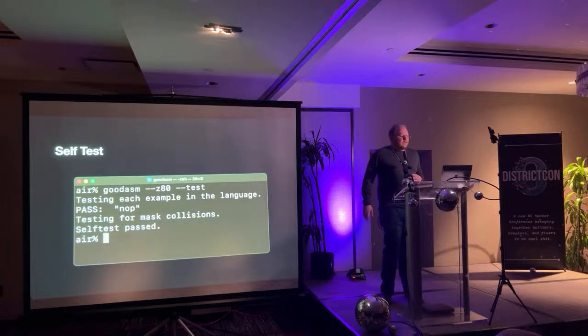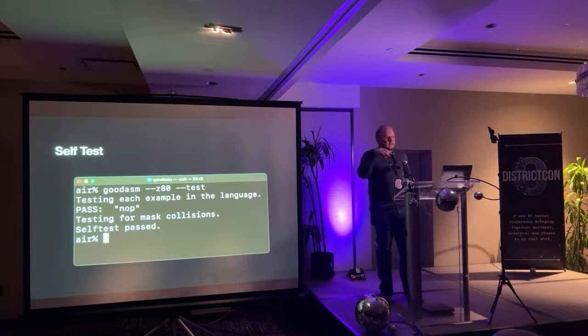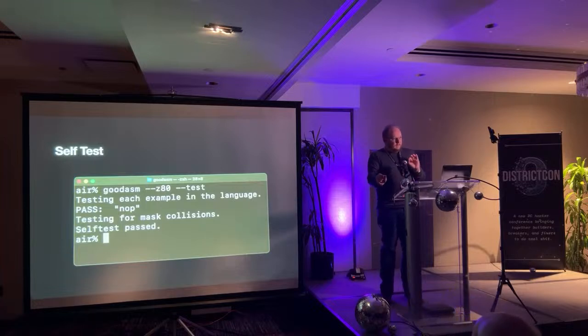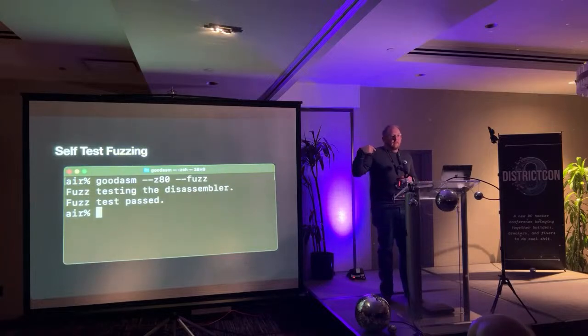You can also do a self-test. You can tell it to assemble every example, then disassemble it back, and make sure that that symmetry exists and without conflict, meaning with no two instructions that overlap each other. And you can also do fuzz testing, in which you disassemble random gobbledygook and then reassemble it and make sure that that symmetry remains.